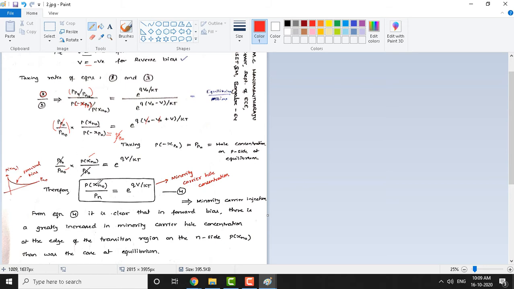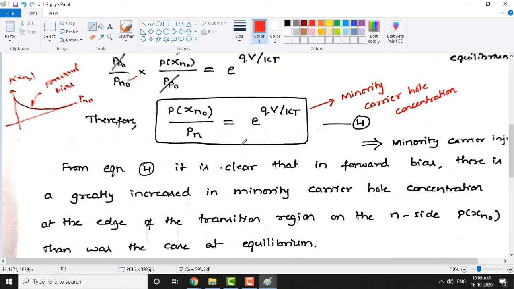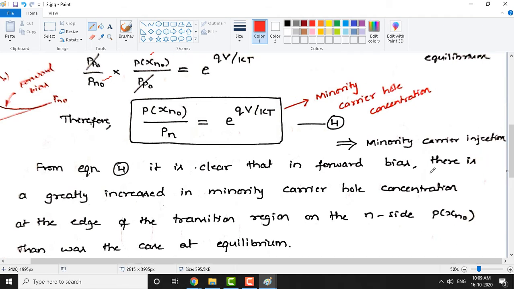So P of xn0 is the hole concentration as a function of distance, divided by the hole concentration on the n side. The numerator is under equilibrium condition, and the denominator shows it is under applied bias conditions. So this equation simplifies to equation 4, which is e to the power qV by kT. This shows the injected minority carrier concentration, which is carrier injection actually. So P of xn0 to Pn is equal to e to the power of qV by kT.